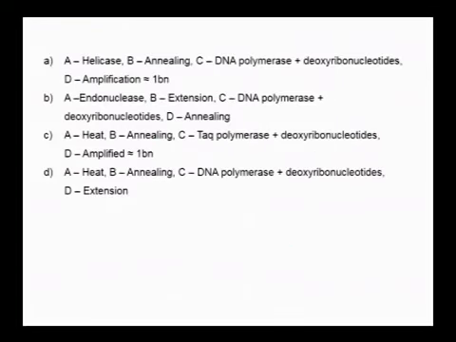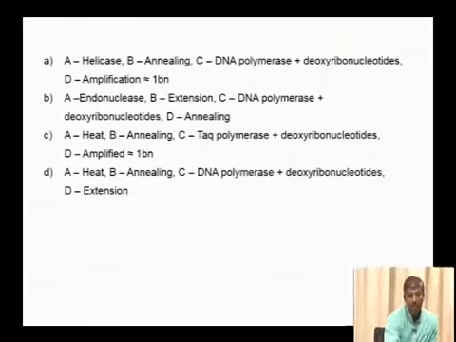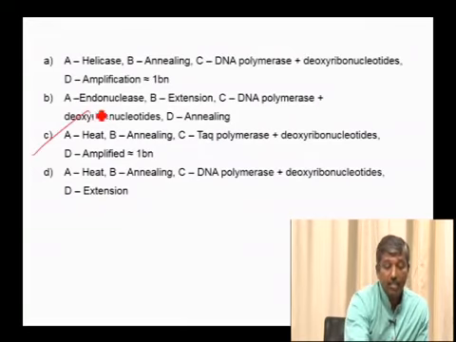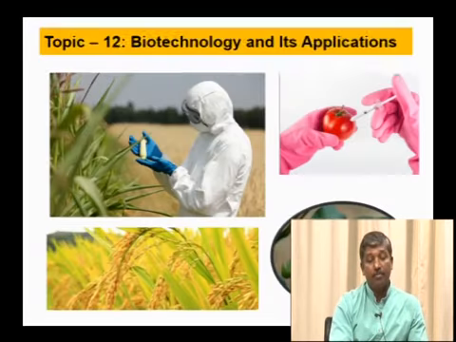See the options. A option heat is there, B annealing is correct, C Taq polymerase and D amplify to billion times. Hence here D extension is given, so C is the right option.